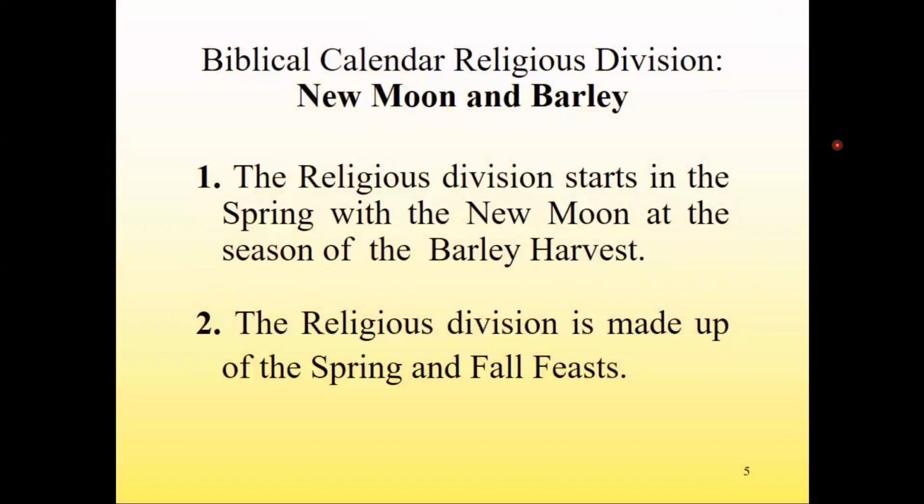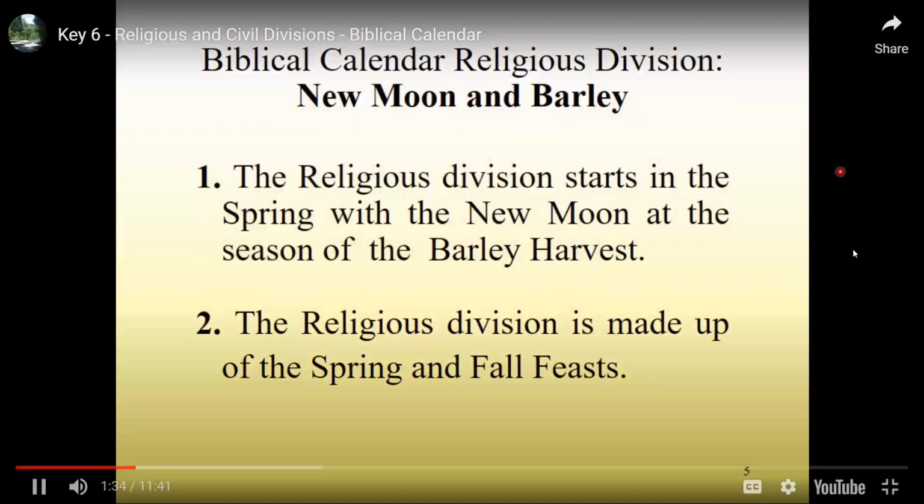The biblical calendar, religious division, new moon and barley. The religious division starts in the spring with the new moon at the season of the barley harvest. The religious division is made up of the spring and fall feasts.